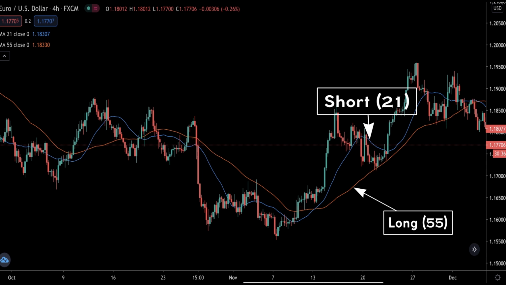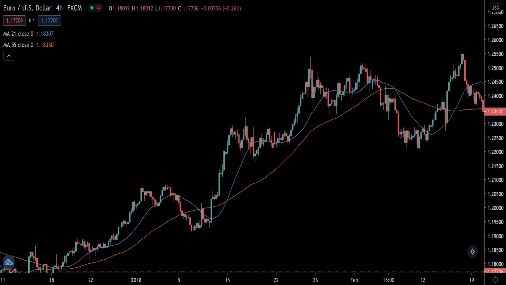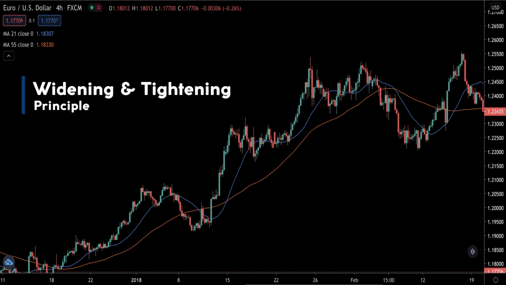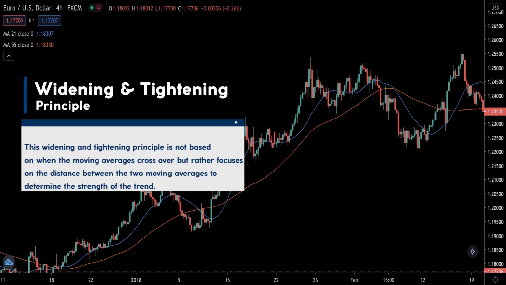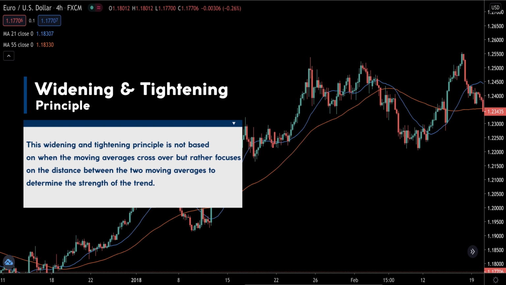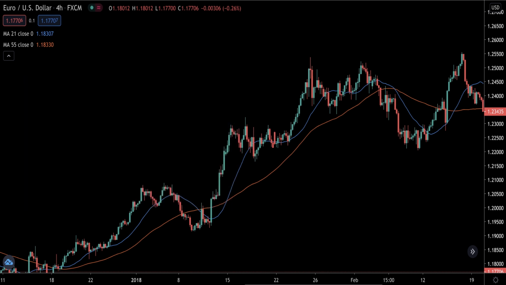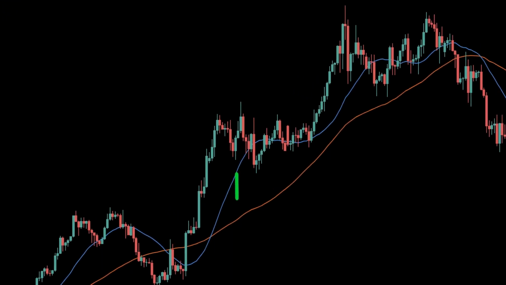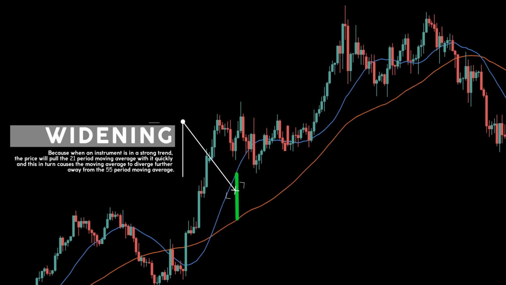There is however a different way to use the patterns of the slow and fast moving averages. Because it is somewhat similar to the Bollinger Band indicator, I call it the widening and tightening principle. This principle is not based on when the moving averages cross over, but rather focuses on the distance between the two moving averages to determine the strength of the trend. The wider the distance between the 21-period moving average and the 55-period moving average, the stronger the trend. Why? Because when an instrument is in a strong trend, the price will pull the 21-period moving average with it quickly, and this in turn causes the moving average to diverge further away from the 55-period moving average. This is what I call widening.